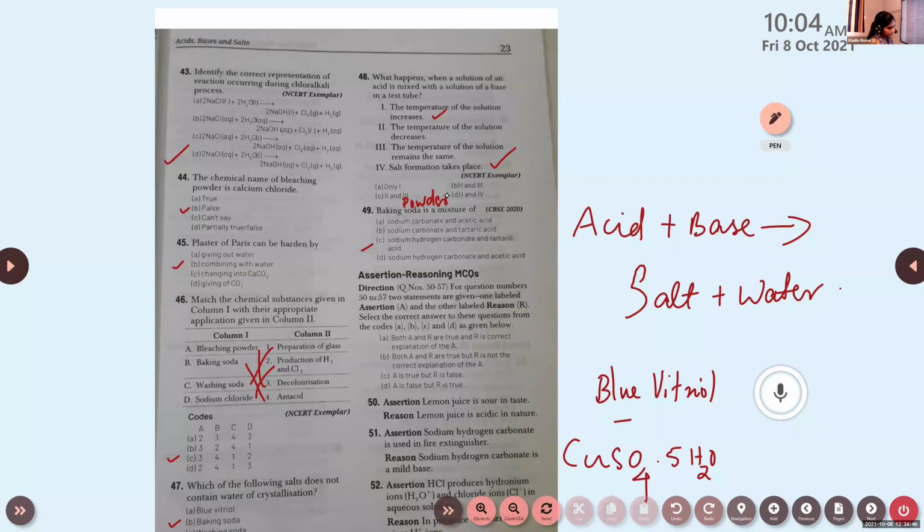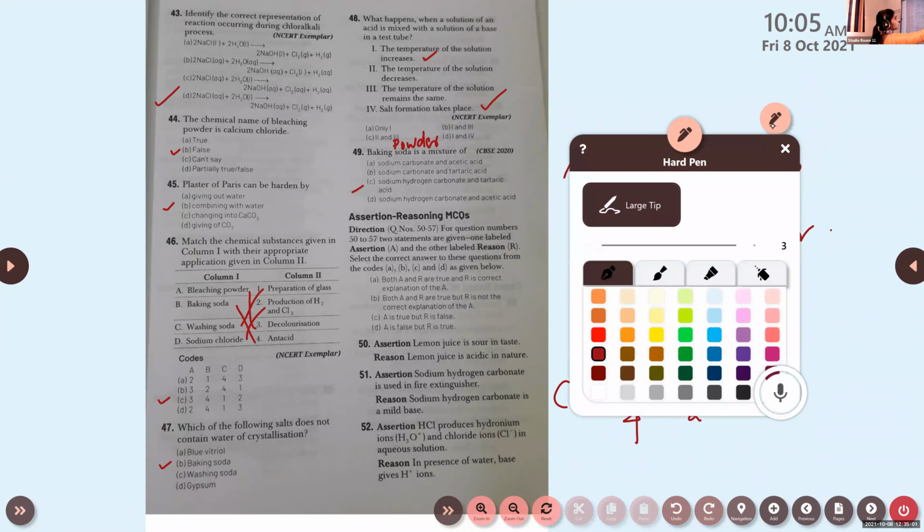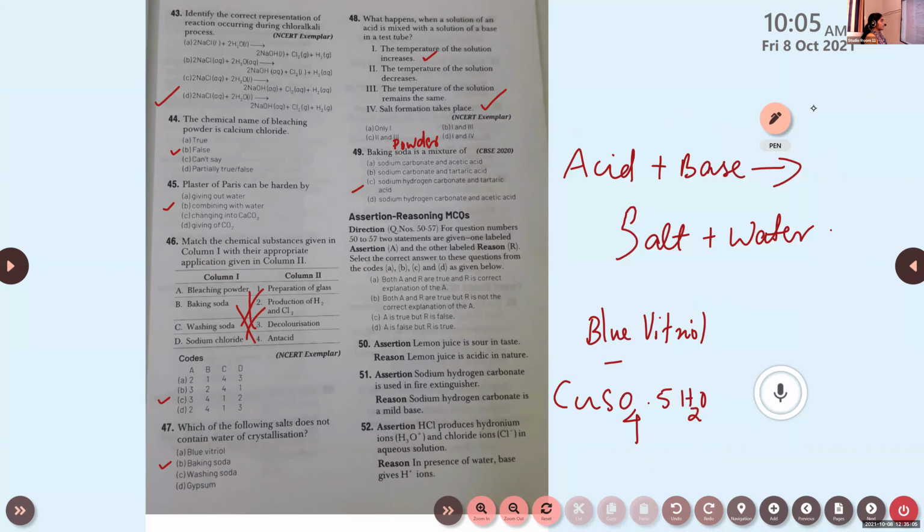Is this clear, children? Then look at this assertion reasoning question. It's important. From question number 50 to 57, these belong to the category assertion reasoning, and there will be common options for this section. A, both A and R are true, and R is the correct explanation of A. B, both A and R are true, but R is not the correct explanation of A. C, A is true, but R is false. D, A is false, but R is true.